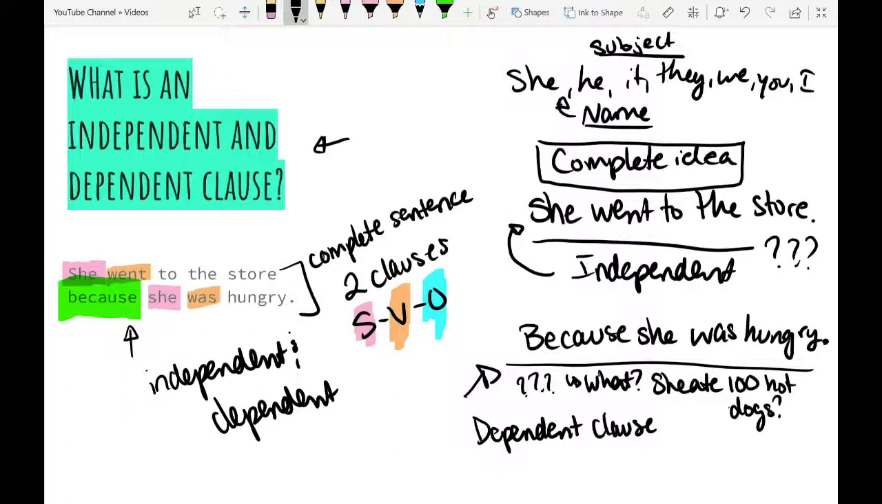Okay, this is what we call our dependent clause. We start right here with an adverb clause. Don't worry too much about it, as long as you can determine what is an independent and dependent clause.